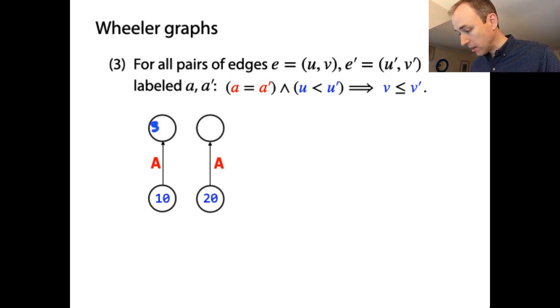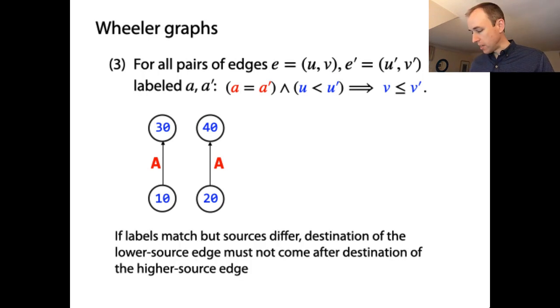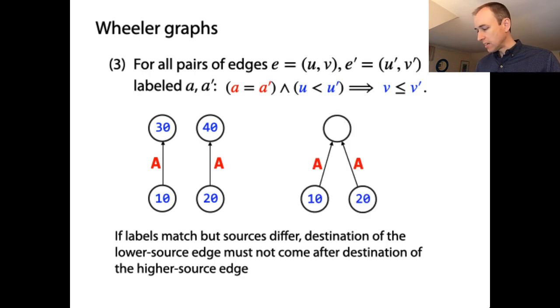So we could write 30 and 40, and in this hypothetical example, those would be a legitimate way to order the two destination nodes here. It's just that the one on the left can't be greater than the one on the right. Okay? And in this case, rule 3 holds for this pair of edges. So we say, if the labels match but the sources differ, the destination of the lower source edge must not come after the destination of the higher source edge. It's just another way of saying what rule 3 is telling us. Let's again see a second example. Let's say we've picked two edges out of the larger graph. In this case, they have a common destination, sort of like we saw in the example for rule 2.